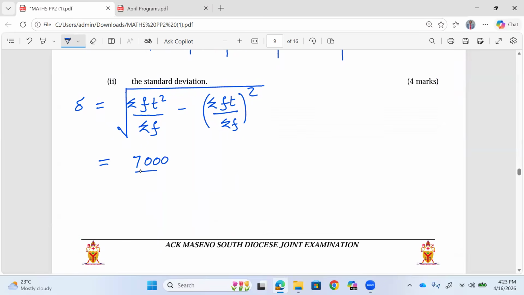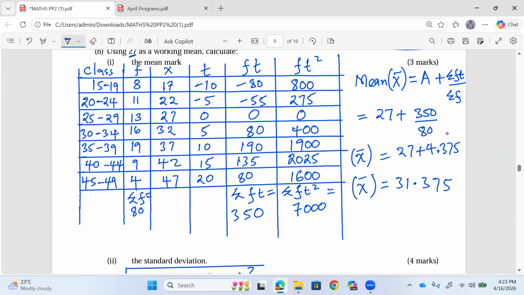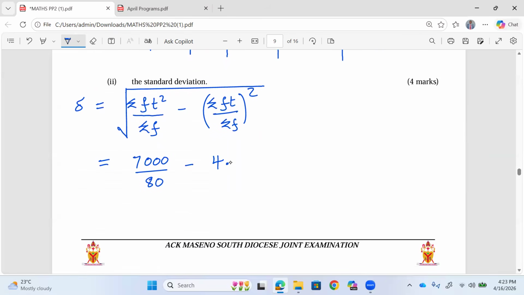7,000 out of 80 minus, this part has already been worked out. We're just having to square now. That part divided became 4.375. We're now supposed to square that part. And after this, we find the square root of everything.